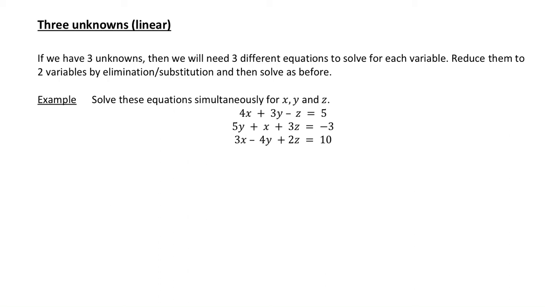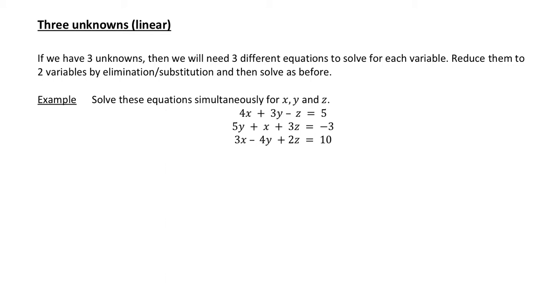In this video, we're going to look at solving simultaneous equations when we have three unknowns. Typically, they will be x, y, and z, but it could be any other variable, a, b, and c. If we have three unknowns, then we will need three different equations to solve for each variable. So we want to reduce them to two variables by the elimination or the substitution method, and then solve.